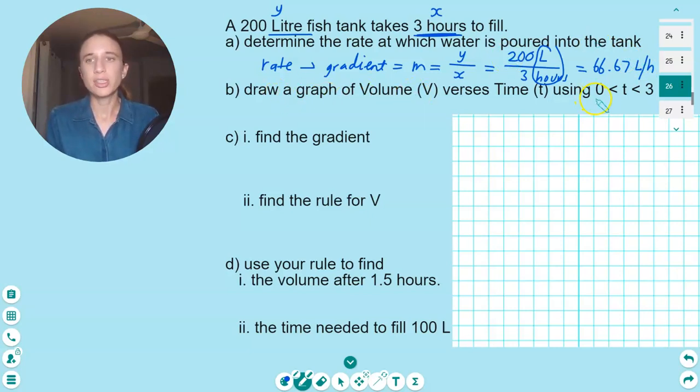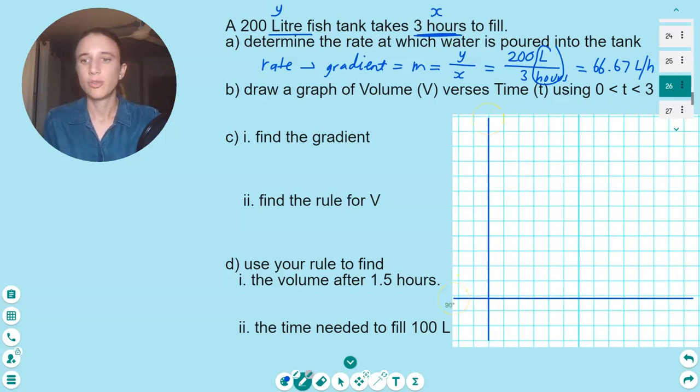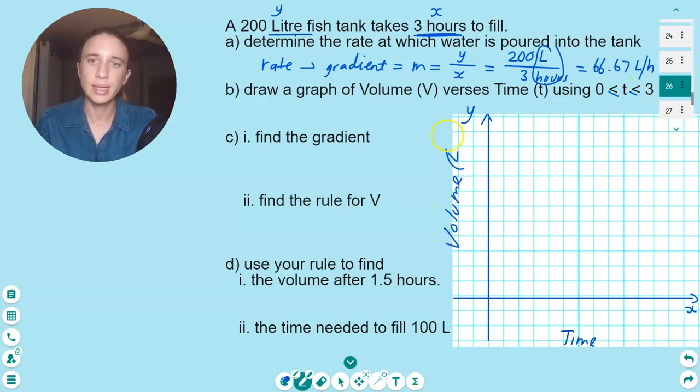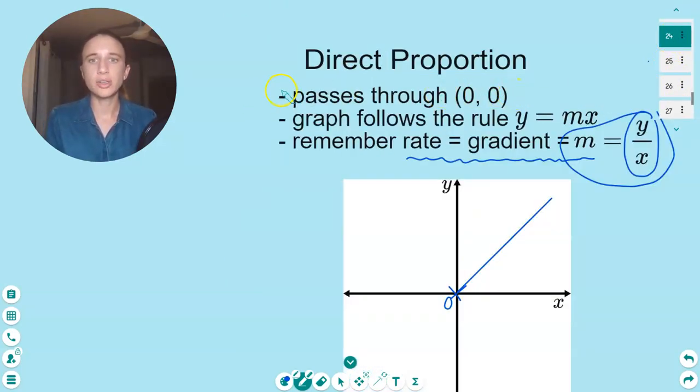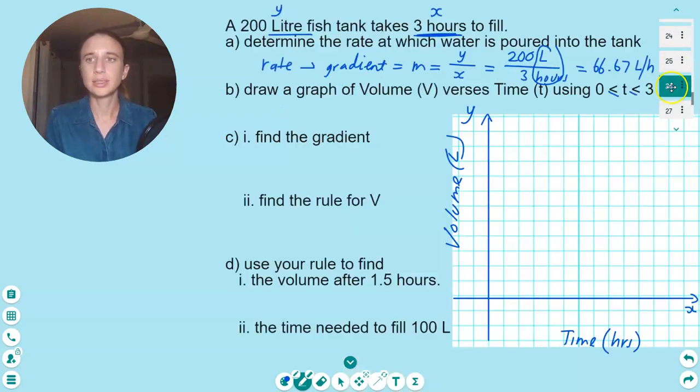Draw a graph of volume versus t using t between 0 and 3. Let's go. Okay, volume versus time. So remember that time is always on your x-axis. So that's a dead giveaway. So time, and then the other one therefore must be volume in liters. So include your units afterwards too. So time was in hours. And direct proportion graphs pass through 0, 0.